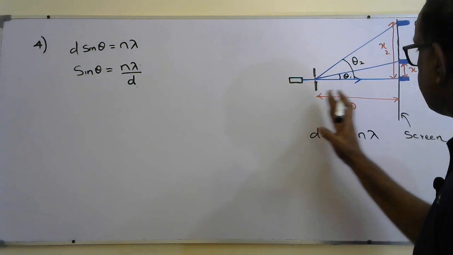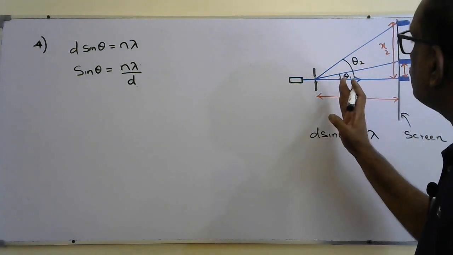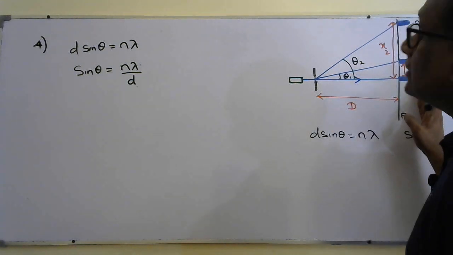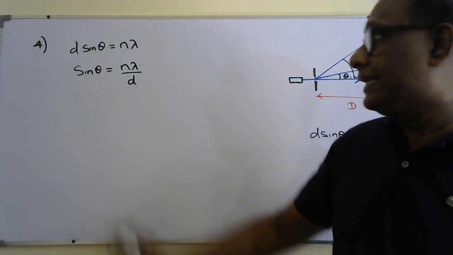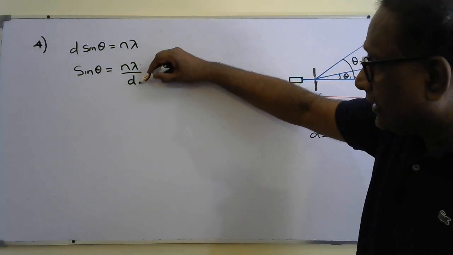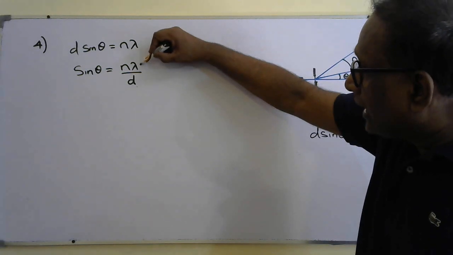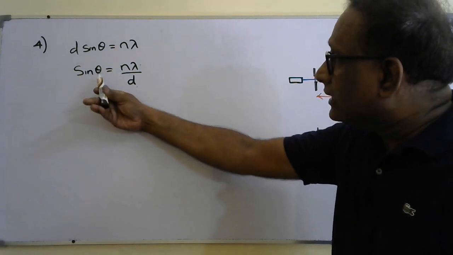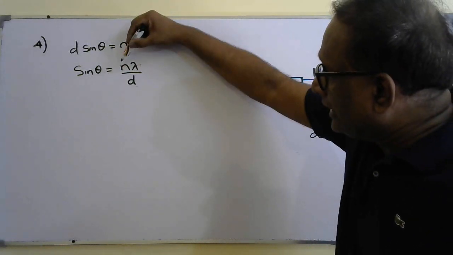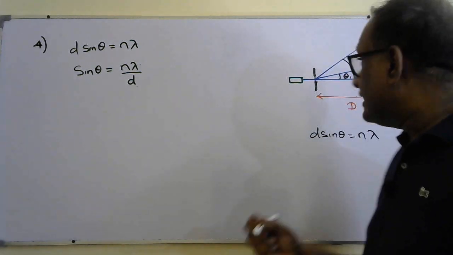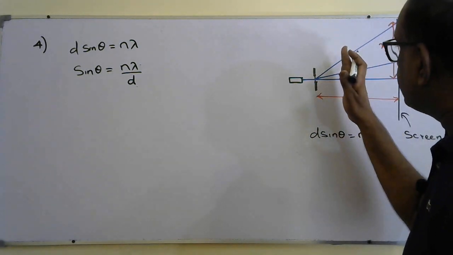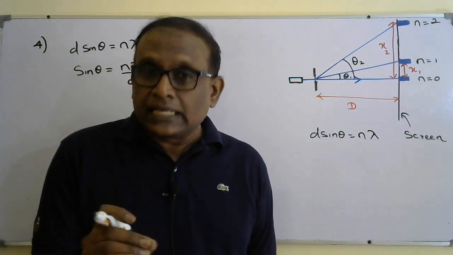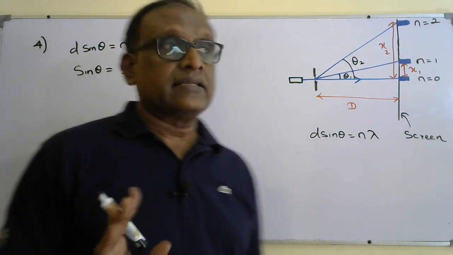Even if you change the distance, whether you bring the screen closer to the diffraction grating or move the screen away from the diffraction grating, there is no change in theta because d is constant for a given diffraction grating. Lambda is constant. You imagine you are using a monochromatic light, and for a particular order, n and theta are related to each other. So for a particular order, the theta remains unchanged whether the screen is moved closer to the diffraction grating or moved away from it. So theta is fixed for a particular order. Now what will happen?